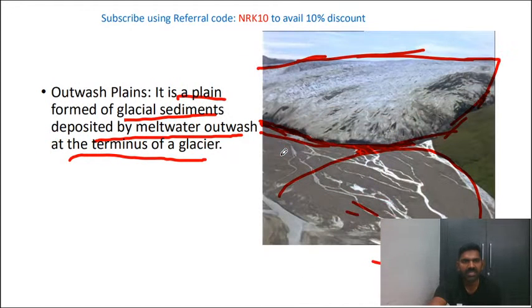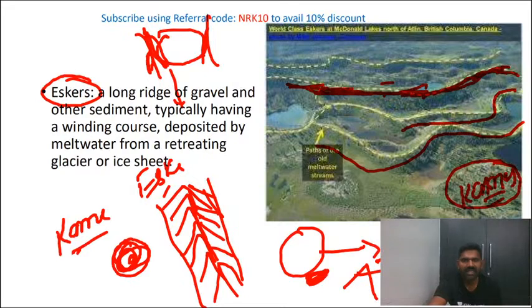Now these are outwash plains. What is the meaning of outwash plains? When the glacier moves and at a certain point of time it stops moving, but underneath the ice gets melted, and the meltwater will bring the sand and everything and create a plain that is called an outwash plain. And then we discussed the very important eskers and kames.